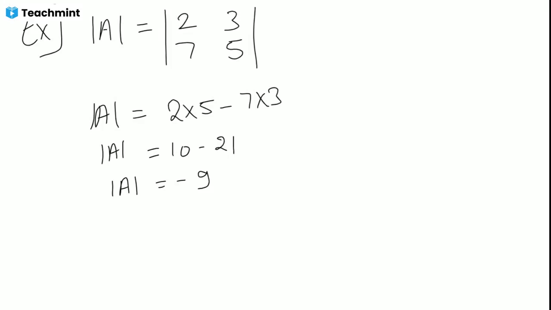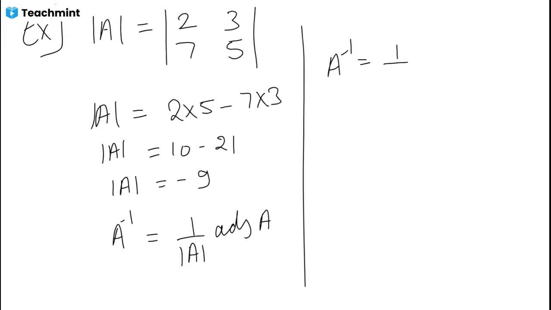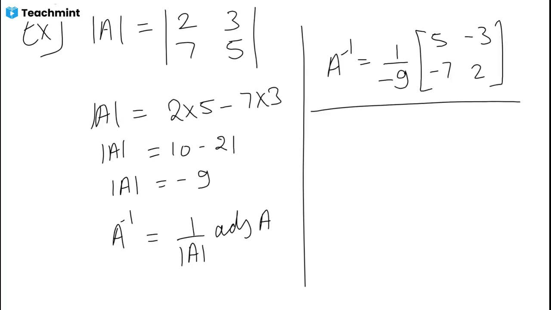Now let us find A inverse. So A inverse is 1 upon determinant of A into adjoint of A. Here determinant of A is minus 9, so write down here 1 upon minus 9. And for adjoint of A, we have 5, 2, minus 7, and minus 3. So this is inverse of A. You got it? Yes, ma'am.